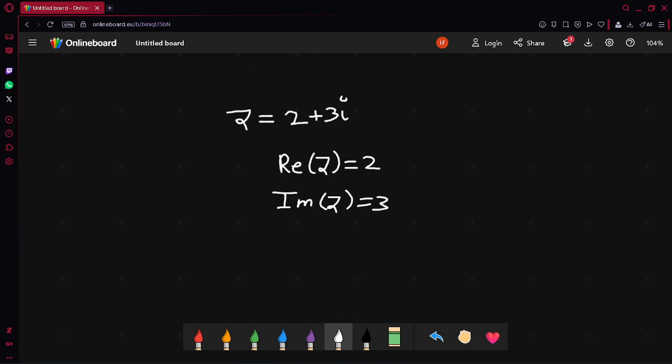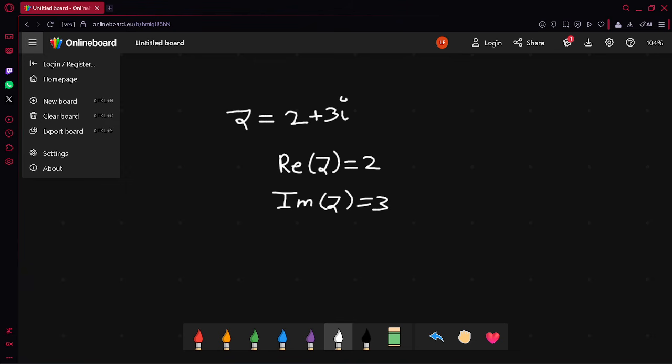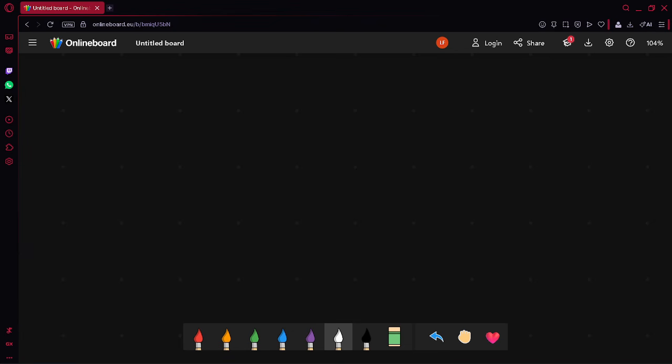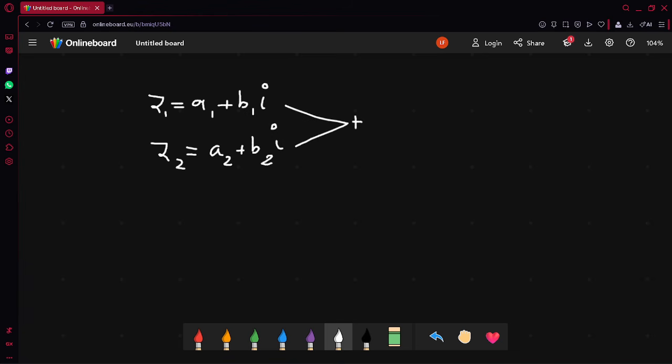Now, we're going to be talking about the algebra of complex numbers. If you have two complex numbers, how do you add them, subtract them, multiply them, and divide them? Let's denote our first complex number by z1 equals a1 plus b1i. And your second complex number, z2, equals a2 plus b2i. Now, when you add two complex numbers, the real part adds with the real part, and the imaginary part adds with the imaginary part.